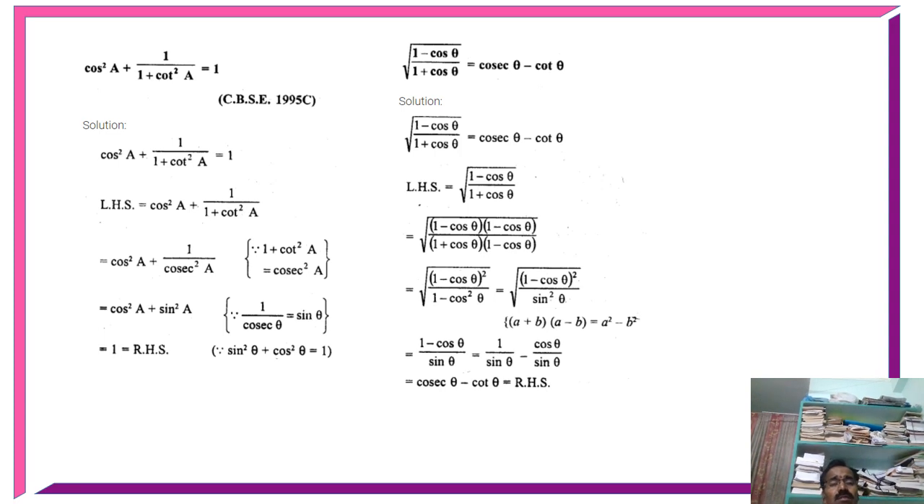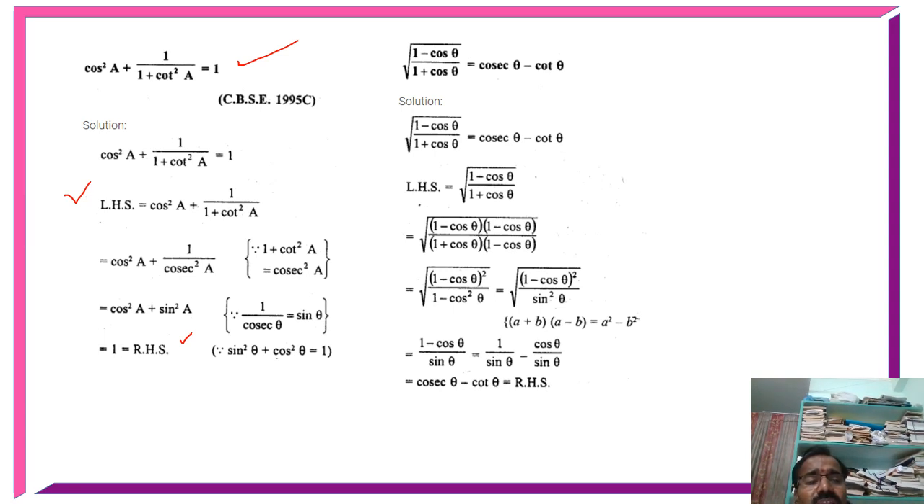Now let us discuss the problems. First one, it is given, prove that cos square A plus 1 by 1 plus cot square A is equal to 1. While proving trigonometric identities or applications of trigonometric identities, we can take LHS and prove it equal to RHS. Sometimes we take RHS and prove LHS, or else we prove LHS separately and RHS separately. Any method is applicable.